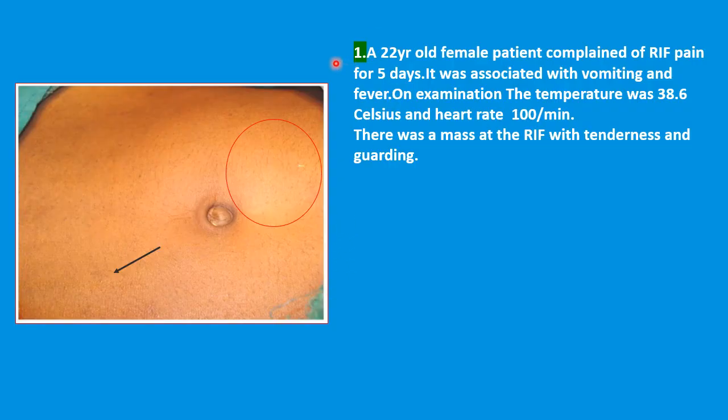A 22-year-old female patient complained of right iliac fossa pain for 5 days. It was associated with vomiting and fever. On examination, the temperature was 38.6 degrees Celsius and the heart rate 100 per minute. There was a mass at the right iliac fossa with tenderness and guarding. What is the possible diagnosis of this mass? The answer is appendicular abscess.